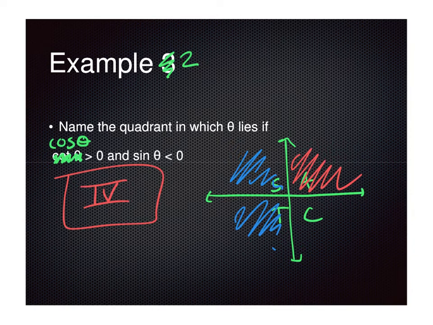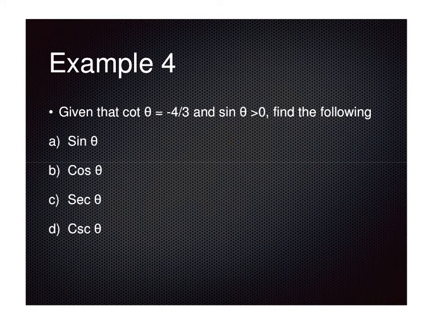Any questions? All right, in our next example, we're given that cotangent of theta is -4/3 and sine is greater than 0. So we have to find sine, cosine, secant, and cosecant.